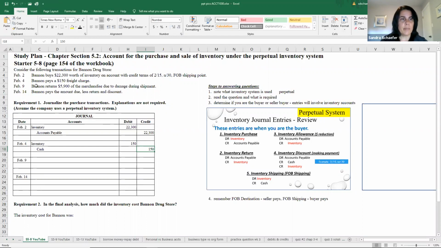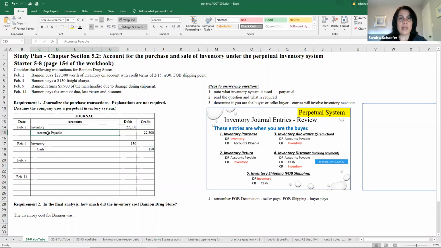Now on February 9th, Bannon is returning $5,900 of the merchandise due to damage during shipment. So when we do a return, in our first entry we set up an accounts payable amount of 22,300. Well, now that we're returning some of this inventory, that accounts payable amount is going to decrease. We won't owe as much because we've returned some of the inventory.